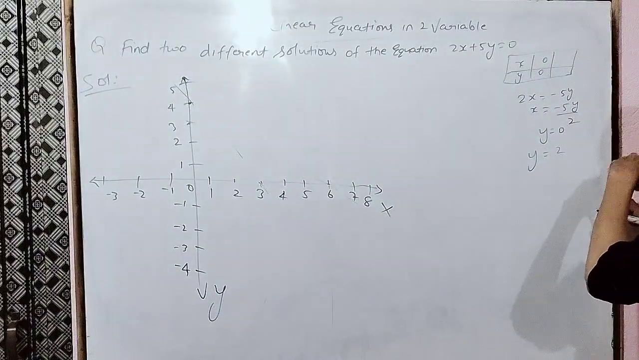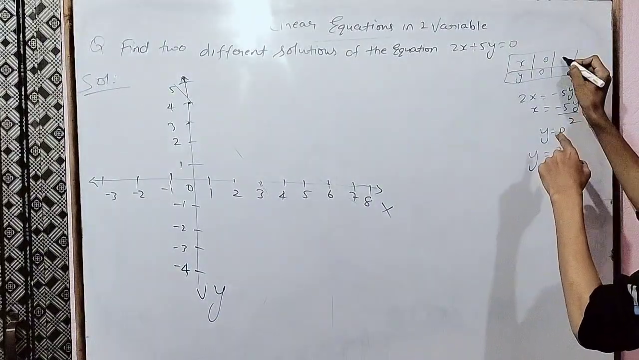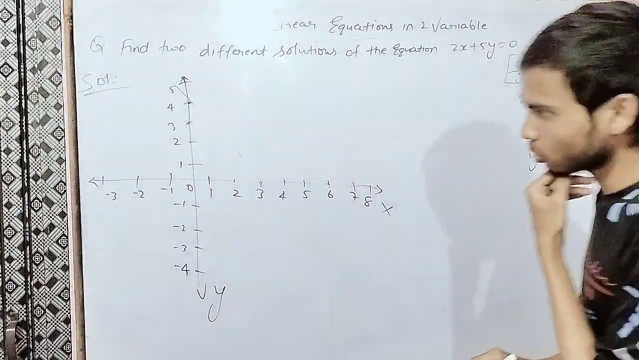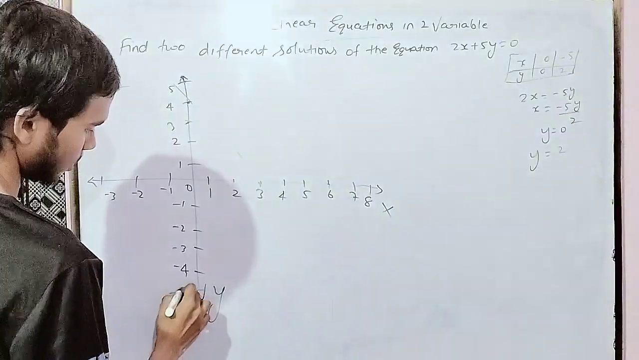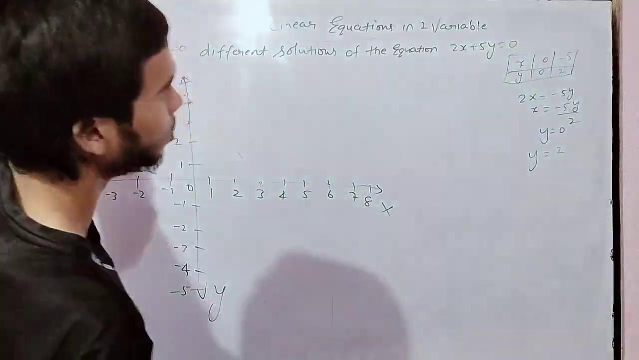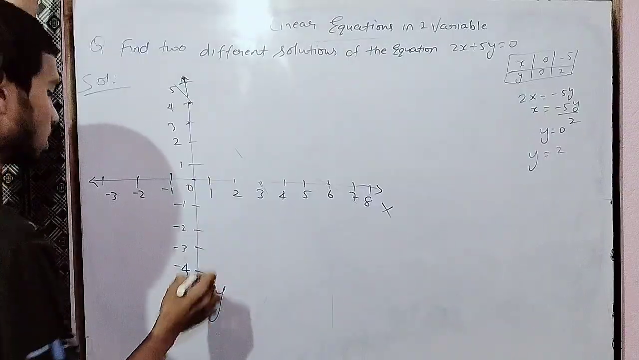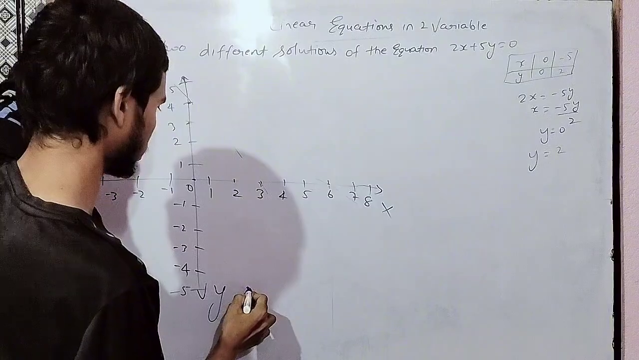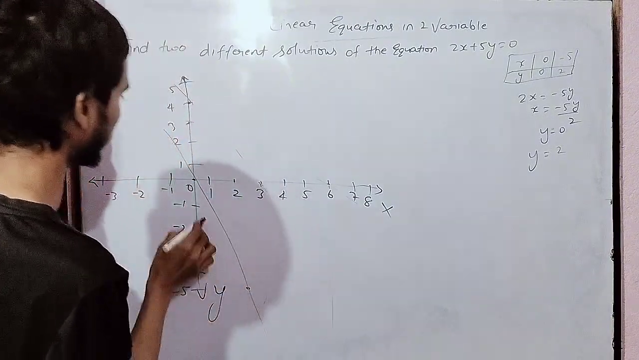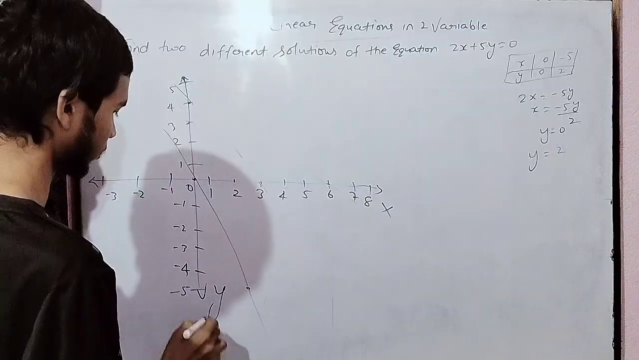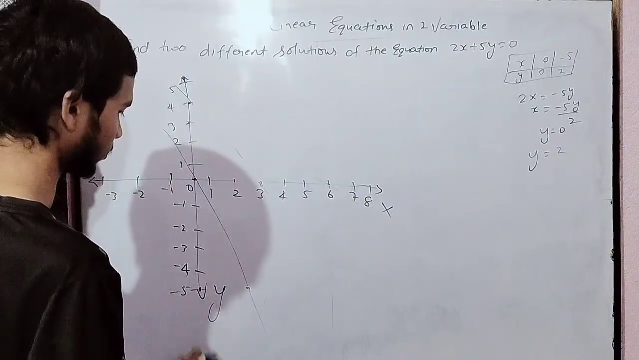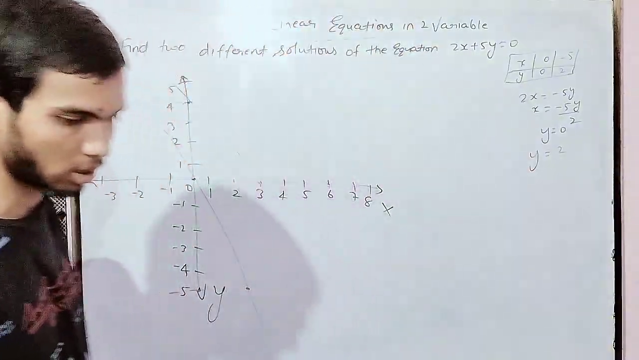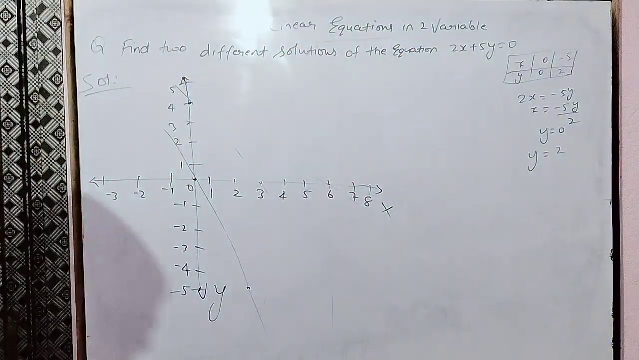So 5 twos are 10, then x will be minus 5 when y is 2. So minus 5, here you can see minus 5. So 1 is here, and the second is minus 5 and 2 here. Like that, that's how I plotted these coordinates. Now next question.